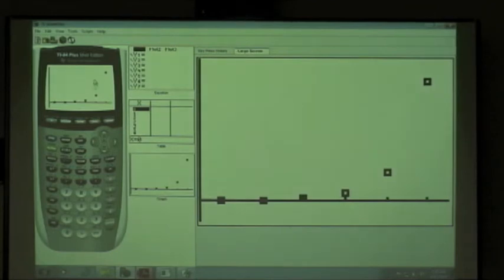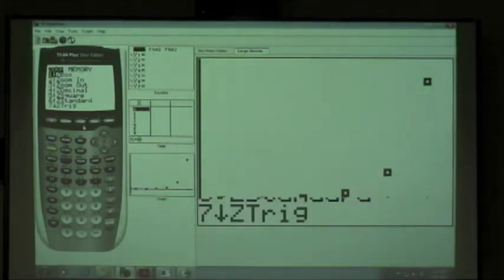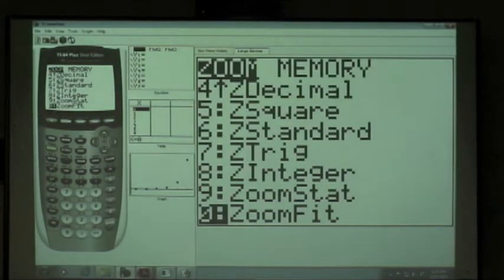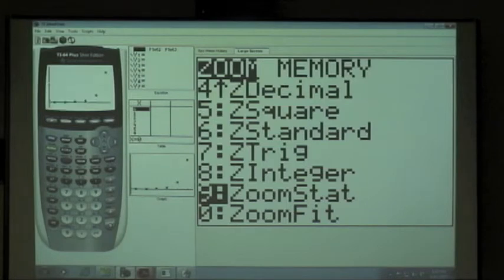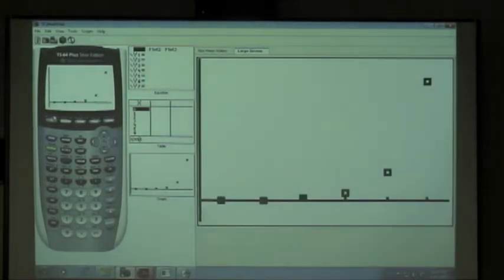Now your graph may not look exactly like mine, because I've already got mine zoomed in. Remember, the next step is to zoom in on those points by going to Zoom Stat. So you plug them into the Stat menu. You go to Stat Plot to tell them to turn on. And then you go to Graph and go to Zoom Stat to zoom in on the points. Then you have to look at it.